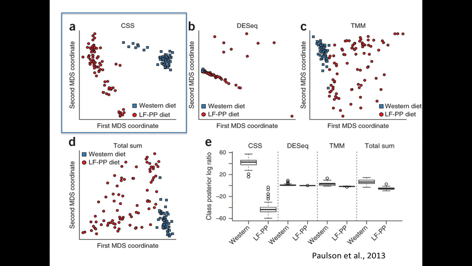Whereas with DESeq's RLE normalization and with TMM and total sum, you get some separation, but it's not as representative, and it's not controlling the technical variability as well. Additionally, we made use of linear discriminant analysis, and we were better able to predict whether a particular mouse came from the Western cohort or from the low-fat polysaccharide-rich diet.